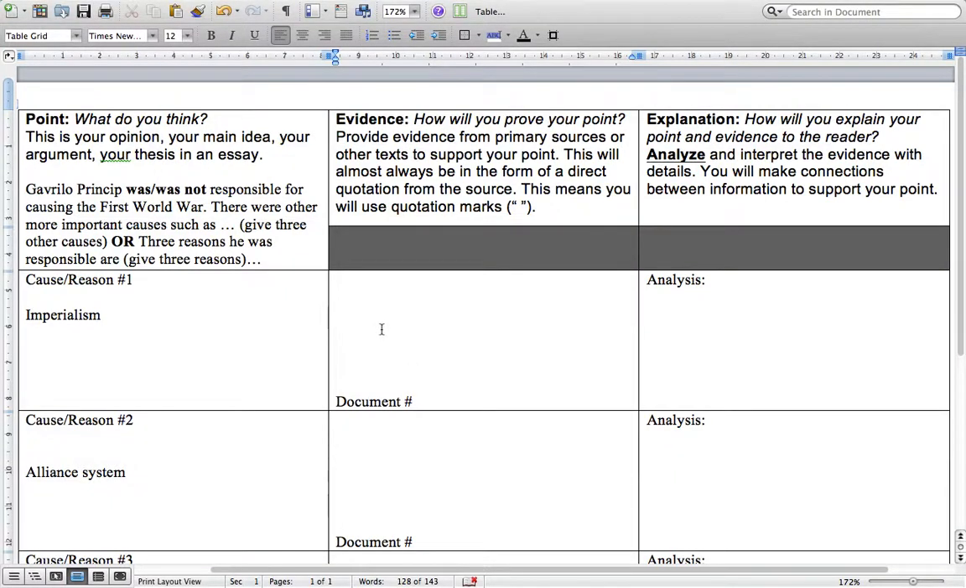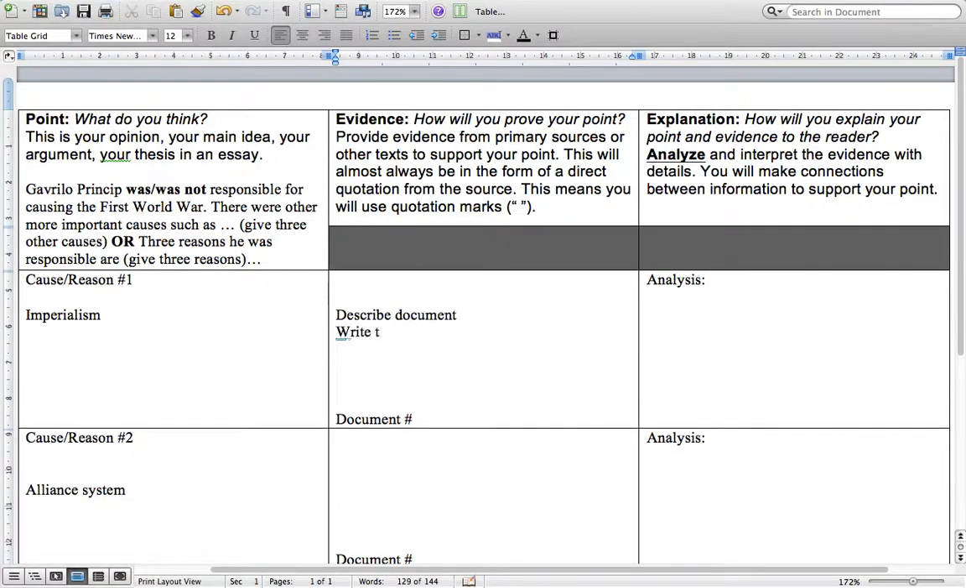So then you would describe your document. Just write the document title. Describe document, write title. And then you would put the document number here. I don't know, maybe it's document 10. You have to double check to see which document is good evidence, a good example of imperialism.